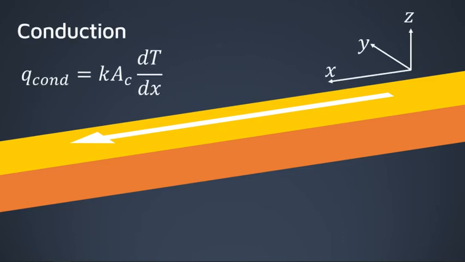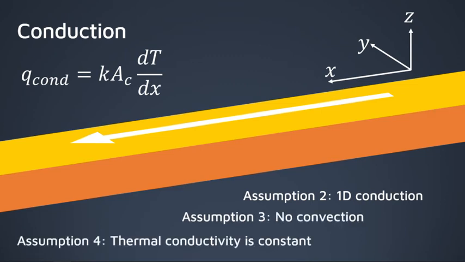Then the heat transfers through conduction on the heat pipe, and the conduction itself is governed by this equation, where k is the thermal conductivity, Ac is the cross-section area, and dT over dx is the temperature distribution over x space. If we see that the dimensions in y and z are much lower than x, we can assume that the conduction is only 1D, along the x-axis only, and we also assume that there is no convection on the heat pipe and the thermal conductivity is constant.